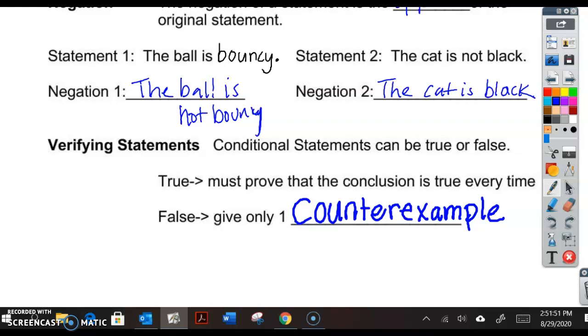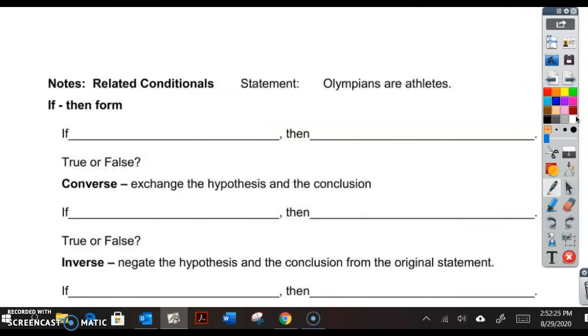So conditional statements, they can be true or they can be false. In order for them to be true, they have to be true for every single conclusion, every single example you can possibly come up with. They are false if you can come up with one counterexample. So if you remember the statement that I made earlier, I made the conjecture, everyone here is 15. If we can find one person in the class that is not 15, and we have a counterexample, then the entire statement is false. It doesn't matter how many people are 15. We could find one that's not.